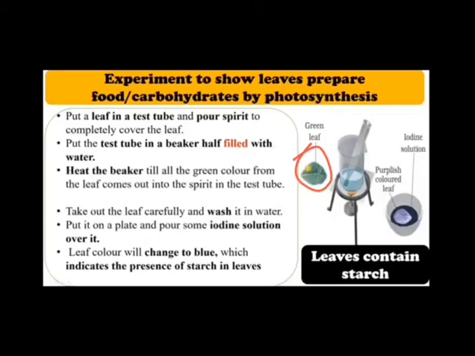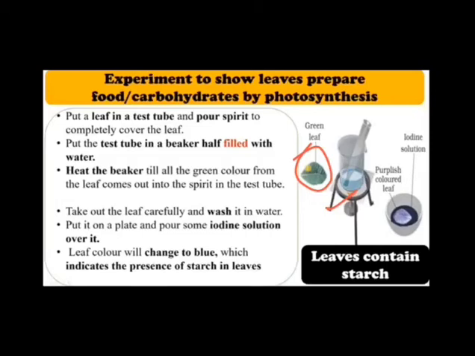So first of all we have to take the leaf, keep it in a test tube, and put spirit over it. Then we have to put this test tube in a beaker which is half filled with water. After that we have to heat this beaker till all the green color of the leaf comes out in the spirit in the test tube. So now your leaf is colorless.